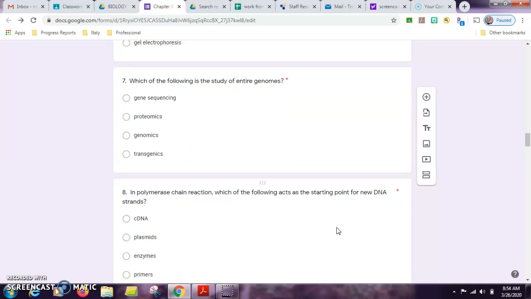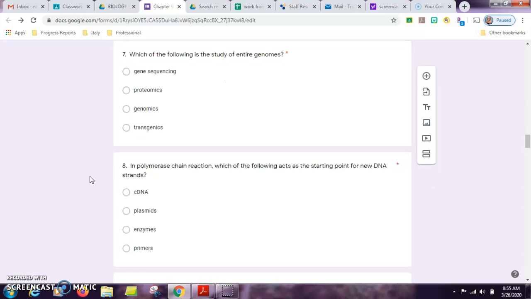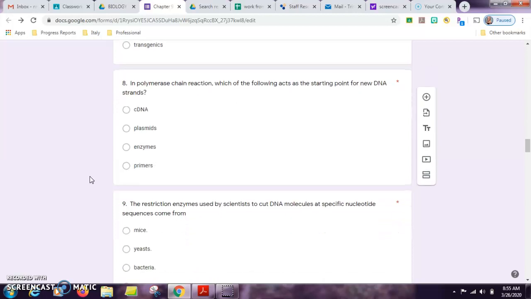Number 7. Which of the following is the study of entire genomes? Gene sequencing, proteomics, genomics, or transgenetics? Number 8. In polymerase chain reaction, which of the following acts as the starting point for new DNA strands? cDNA, plasmids, enzymes, or primers?